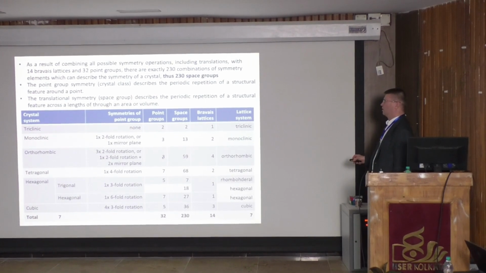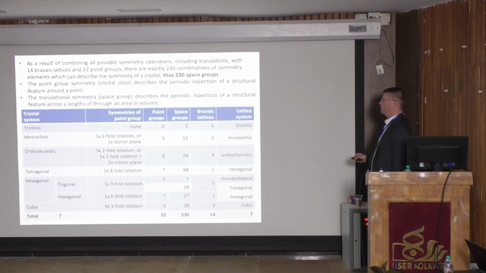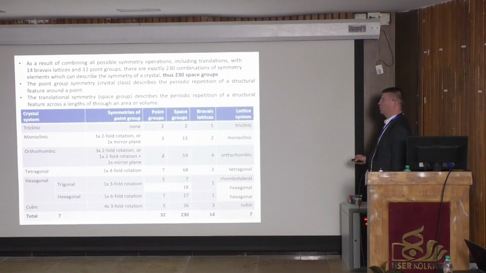So I will go briefly. In the monoclinic, what there can be is rotation or mirror. So how many point groups do we have? 3 point groups, and that makes 13 possible space groups. So in the monoclinic system, there are 13 possibilities. And we have 2 Bravais lattices. We have the primitive and the centered cell. It's typically the C-centered. It can also be something else depending, but that's the case.